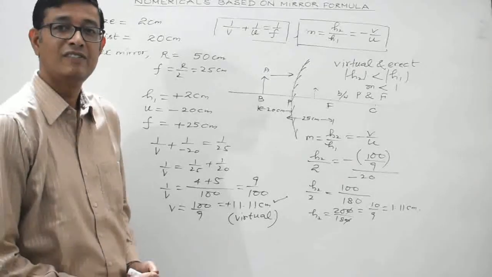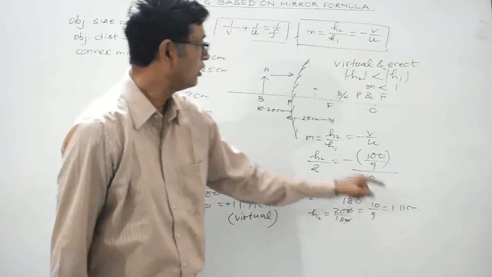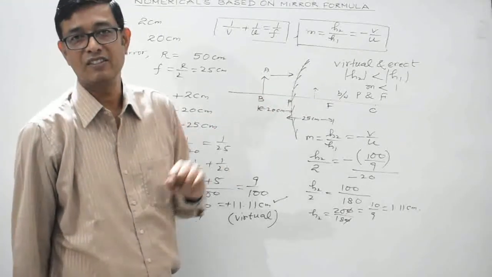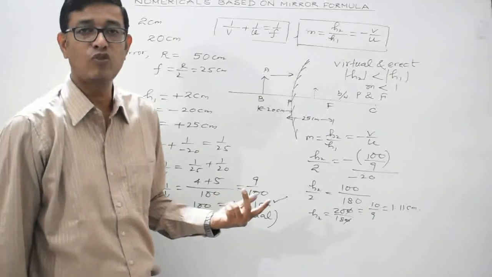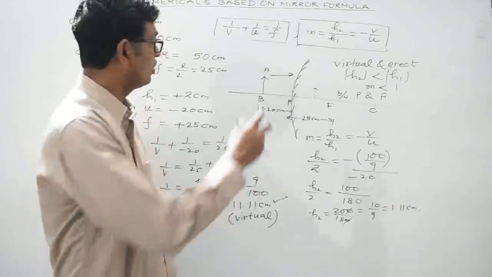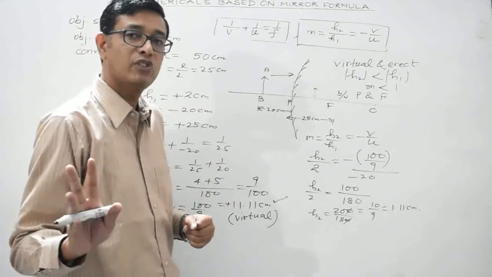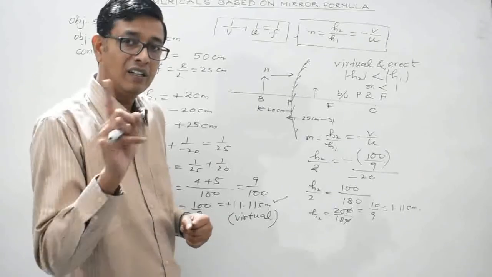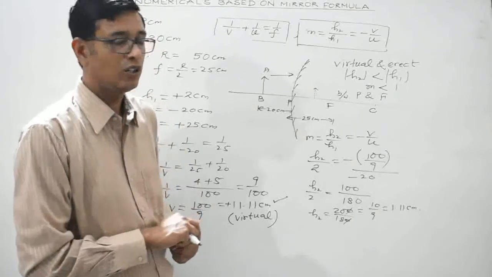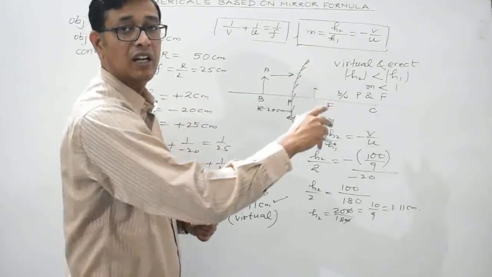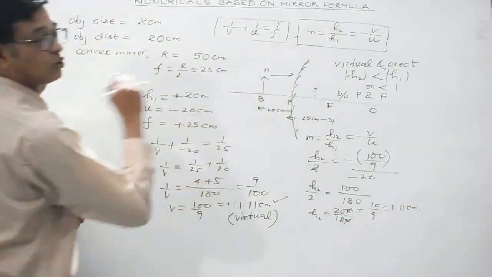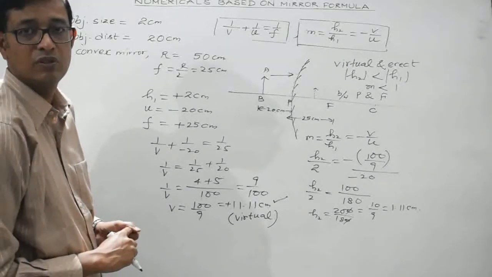Is it clear? So look, the size of the image is obtained to be less than that of the object. So the image is diminished in size. So obviously linear magnification would be less than 1. Always remember, whenever a numerical is based on a convex mirror, the nature of the image is always virtual, erect, diminished, and linear magnification will always be less than 1. You can calculate the value of small m. It will be positive and less than 1. H2 by H1: the value of H2 is 1.11 divided by H1, which is 2. So that will be a positive value and less than 1.